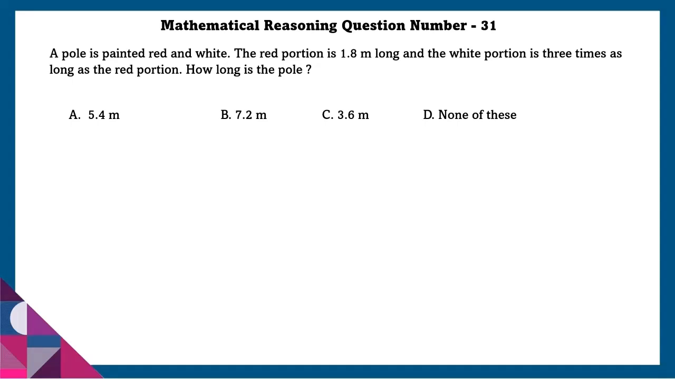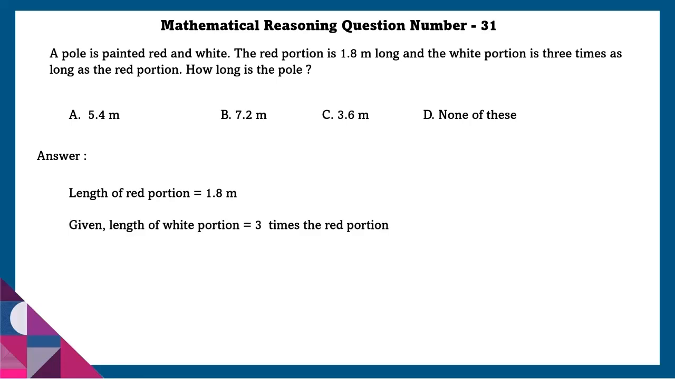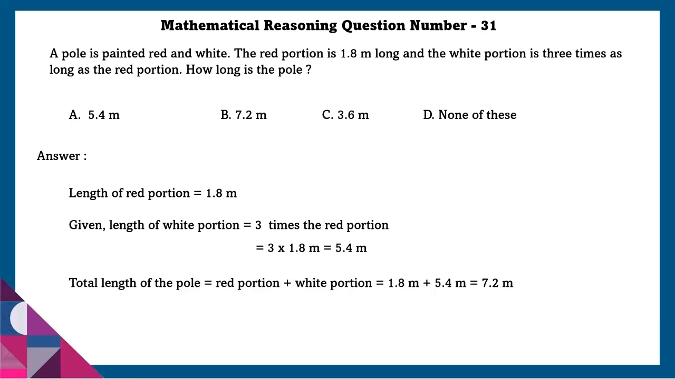A pole is painted red and white. The red portion is 1.8 meters long and the white portion is 3 times as long as the red portion. How long is the pole? Length of red portion is equal to 1.8 meters. Given length of white portion is equal to 3 times the red portion. So white portion is equal to 1.8 meters into 3, which is equal to 5.4 meters. Total length of the pole is equal to red portion plus white portion, which is equal to 7.2 meters.